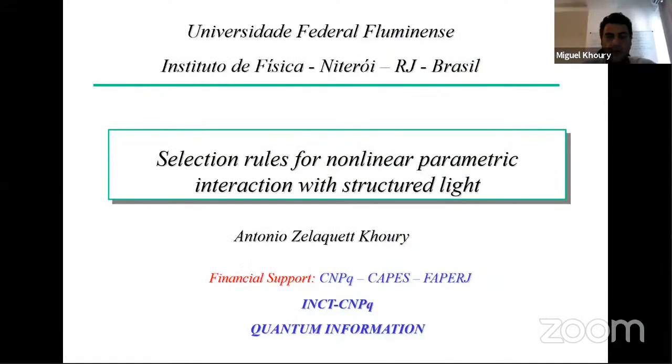We are very close to the Federal University of Rio de Janeiro too. Our work is developed in the quantum optics lab in the physics institute in this university. We are supported by the Brazilian agencies CNPq, CAPES, FAPERJ, and we are part of the National Institute for Quantum Information.